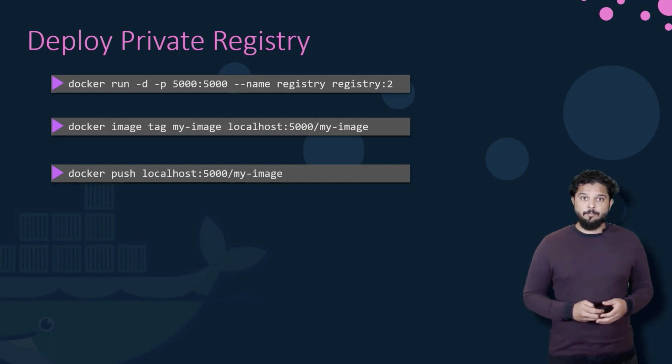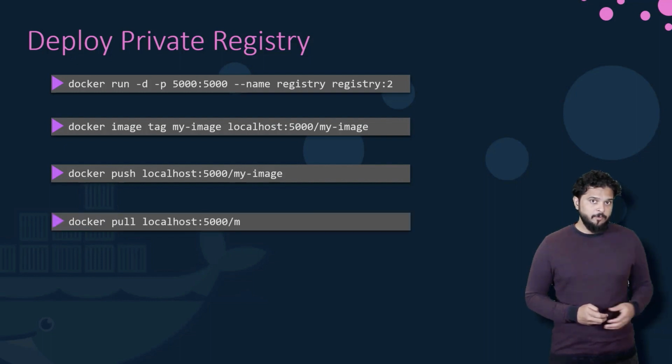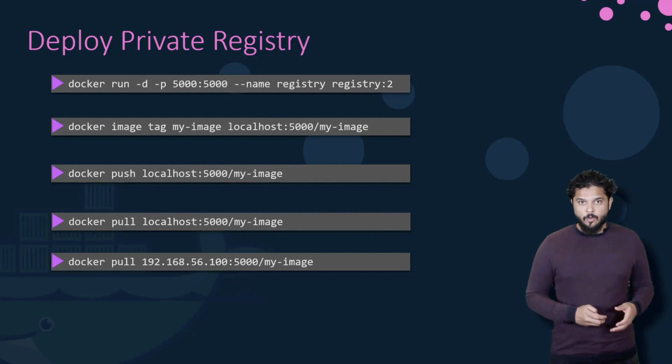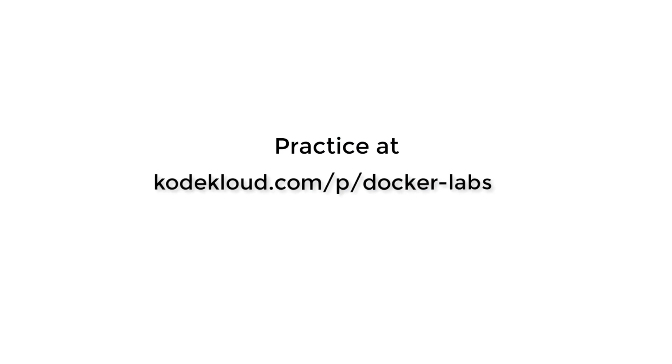From there on, I can pull my image from anywhere within this network using either localhost if I'm on the same host, or the IP or domain name of my Docker host if I'm accessing from another host in my environment. Well, that's it for this lecture. Head over to the practice test and practice working with private Docker registries.